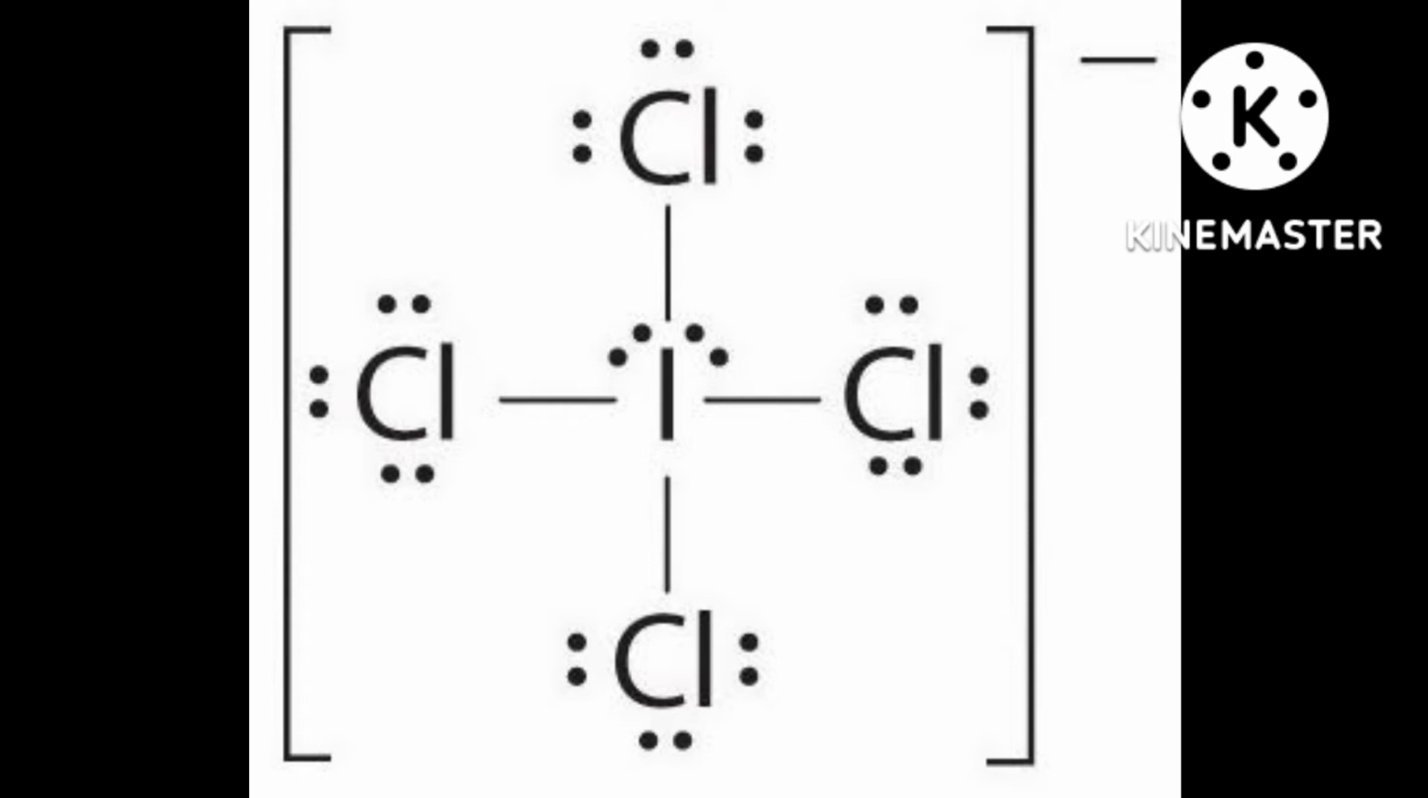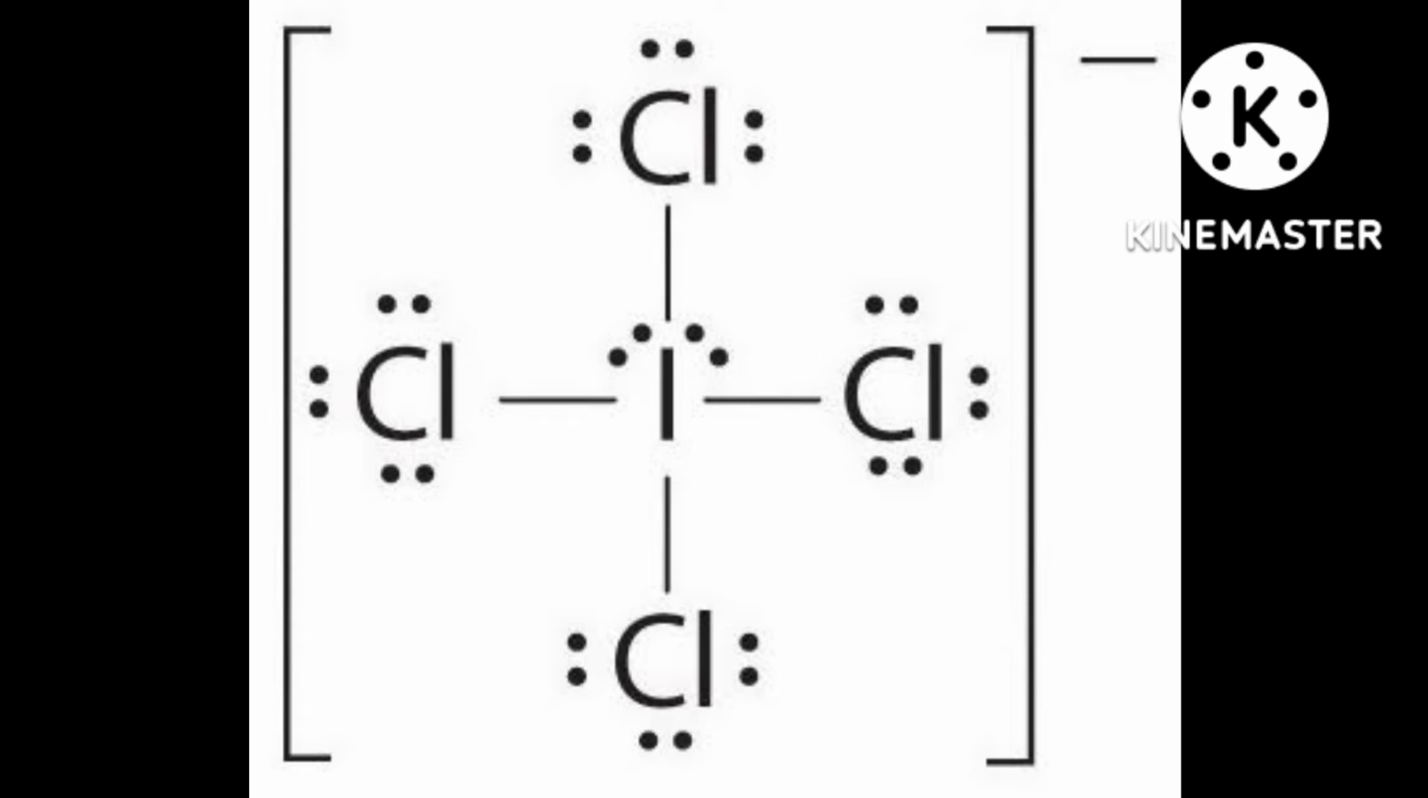Now odd electron molecules means what? In the molecule, atoms are required to make the molecule. Then any one atom will have an odd number of electrons. Okay. Then the first example is NO, nitric oxide. The question is asked, that's why you listen carefully.